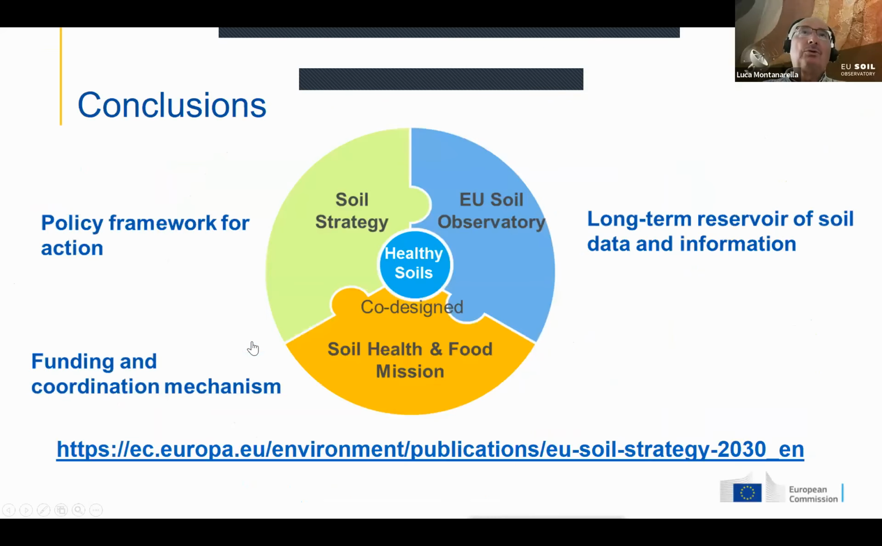Let me conclude that all this fits in a global, or let's say in an EU strategy, where the observatory is embedded in the strategy and is linked with a funding and coordination mechanism, which is the soil health mission. All this is, of course, fully documented, and I encourage you to go to the relevant documentation on the various websites that you can find here.